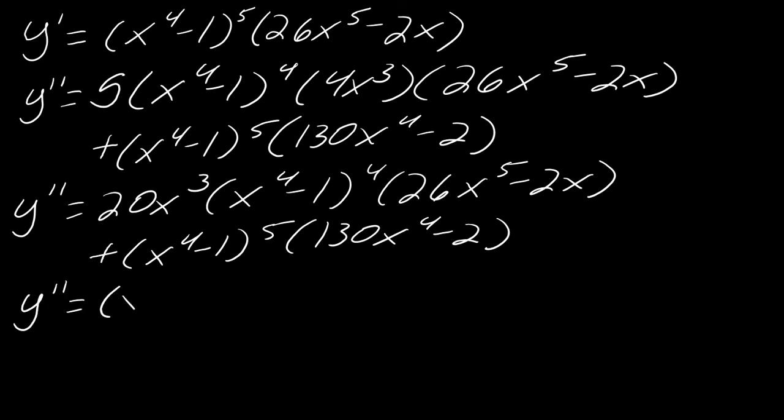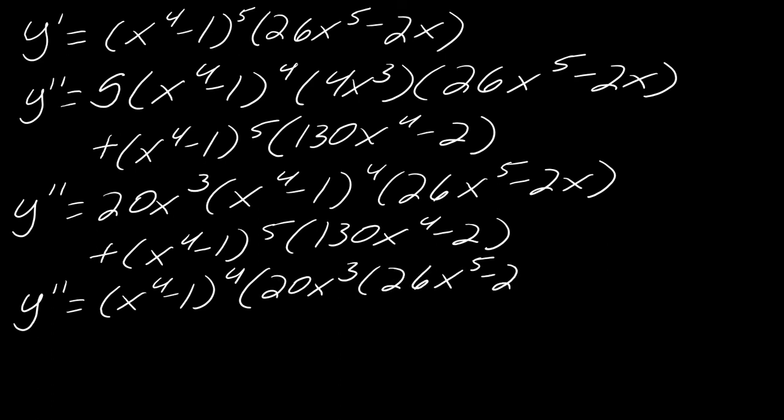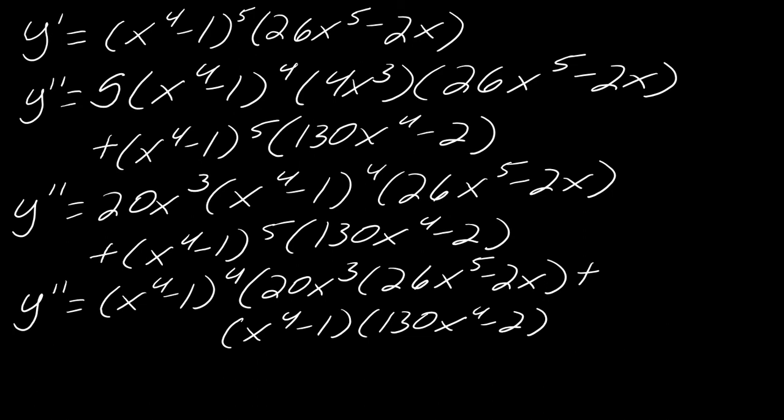So the algebra is a little tricky here. Okay, so if I factor out this x^4 - 1 from this first part, I'm left with 20x cubed times 26x^5 - 2x. And then for this other part, this will be x^4 - 1, and then 130x^4 - 2. And okay, yeah, all of that. Whew, okay, so now let me clear a little space.